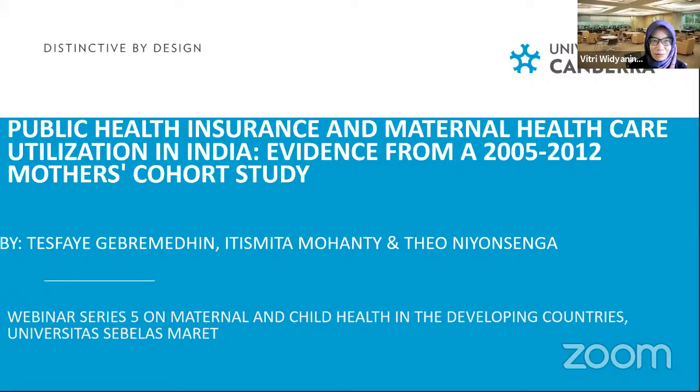Dr. Itismita Mohanty is a senior research fellow in the Center for Research and Action in Public Health, University of Canberra. And she was also a research fellow at National Center for Social and Economic Modeling. She completed her PhD in economics from University of Sydney, and prior to her current work, she was also associate lecturer in economics at University of Sydney and also Curtin University of Technology, Sydney.